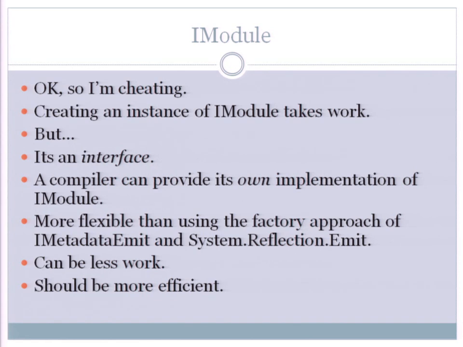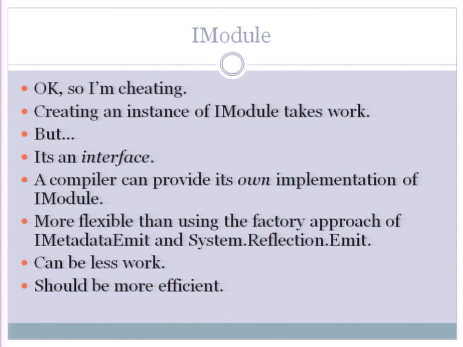So, okay, I'm cheating. You got me. I'm cheating. So obviously, there's one call to emit that module, but you have to supply this little object of this interface IModule, and that object takes a bit of work to construct. But notice it's IModule. It's an interface. So if you have a compiler, you can provide your own implementation of this interface. So if you have a whole bunch of data structures and objects lying around, you don't have to go and construct yet another object model.